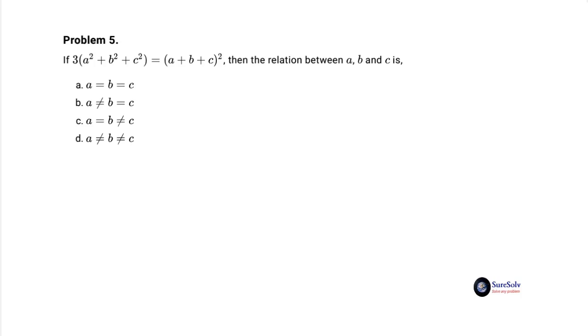Let's show you the transformation by expanding (a plus b plus c) whole square. 3 times (a square plus b square plus c square) equal to a square plus b square plus c square plus 2 times (ab plus bc plus ca). Or 2 times (a square plus b square plus c square) equal to 2 times (ab plus bc plus ca).